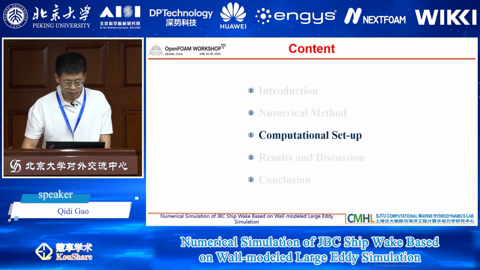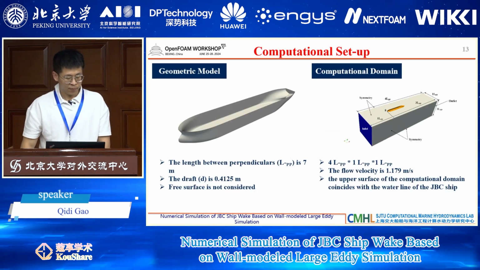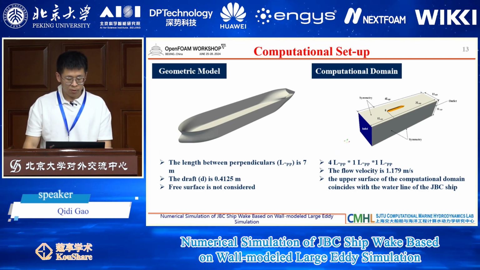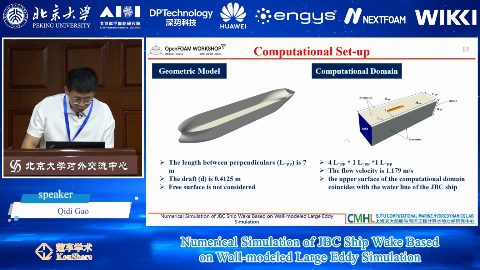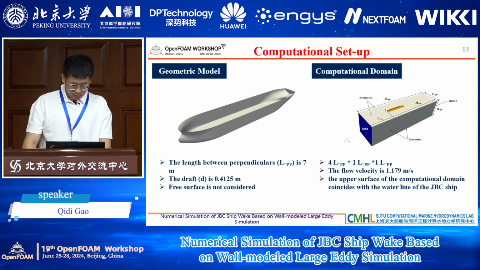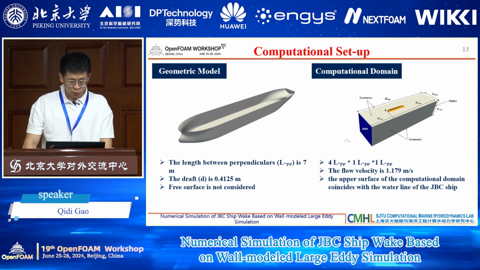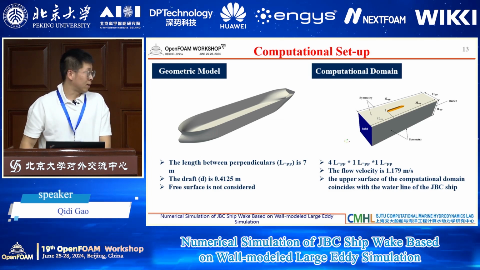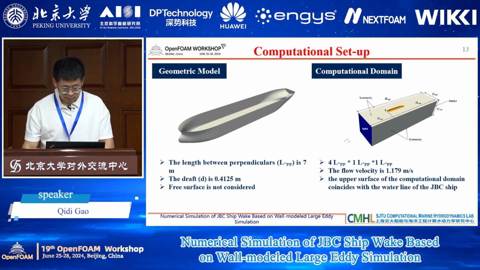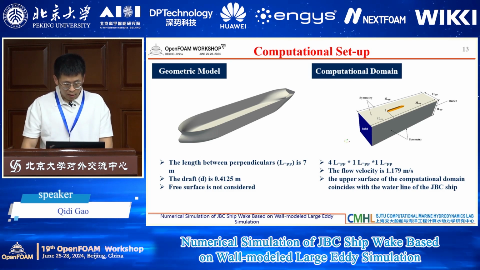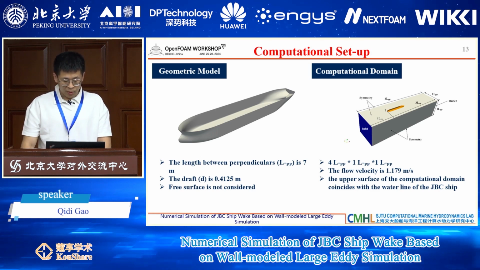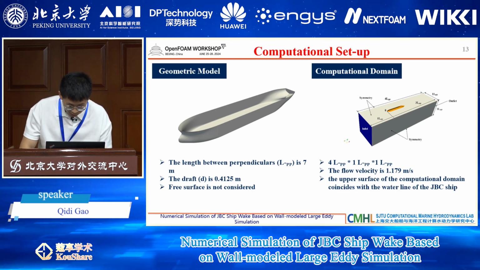And then I will introduce the computational setup. The model we chose is the model experiment GBC model. The length is 7 meters and the draft is 0.4125, and the free surface is not considered. The computational domain is 4 times LPP in length, and 1 in depth and 1 in width.